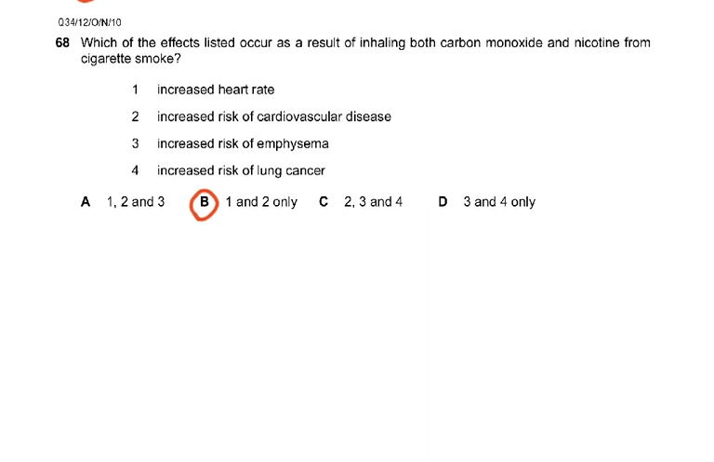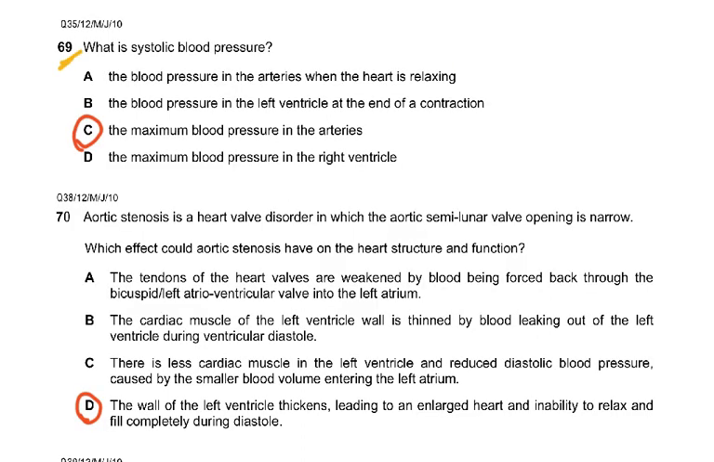Then question number 68. Which of the effects listed occur as a result of inhaling both carbon monoxide and nicotine from cigarette smoke? 1 and 2, increased heart rate and increased risk of cardiovascular disease. Question 69. What is systolic blood pressure? It is the maximum blood pressure in the arteries. Systolic is when the ventricle contracts and pushes the blood into the aorta. And then, of course, all the arteries of the body, except the pulmonary artery, the renal artery, hepatic artery, intestinal artery, carotid artery, all of them arise from the aorta. So the maximum blood pressure in the arteries is the systolic blood pressure.